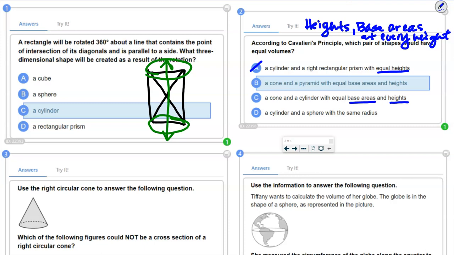So the problem here again is the same radius, yes, but it says nothing about heights. And we did this one when we actually talked through these examples, if you remember, why a cylinder and a sphere would not have the same volume, okay?